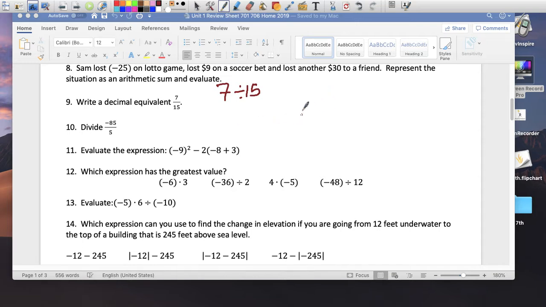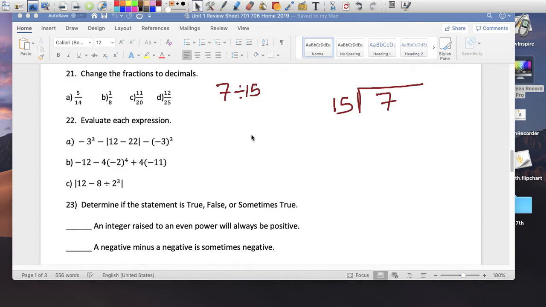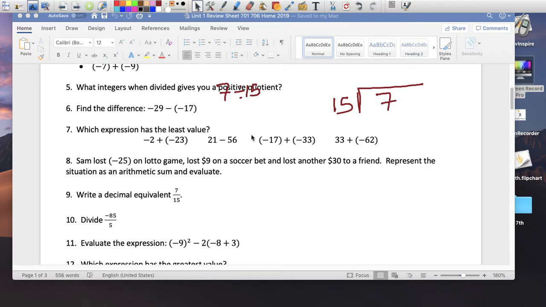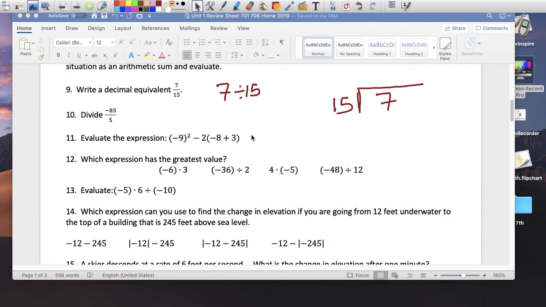The denominator is bigger. So remember, who goes inside? It's the numerator, and we start dividing. 15 does not go into 7. So we add a decimal. 15 goes into 70 four times, that's 60. Subtract, you get 10 left over. We're going to bring a 0 down.